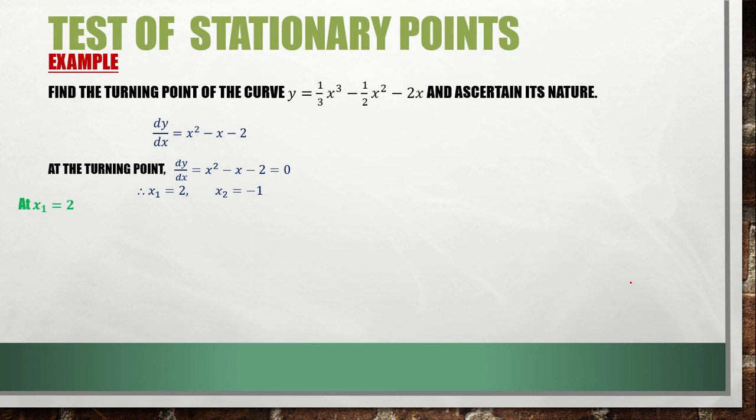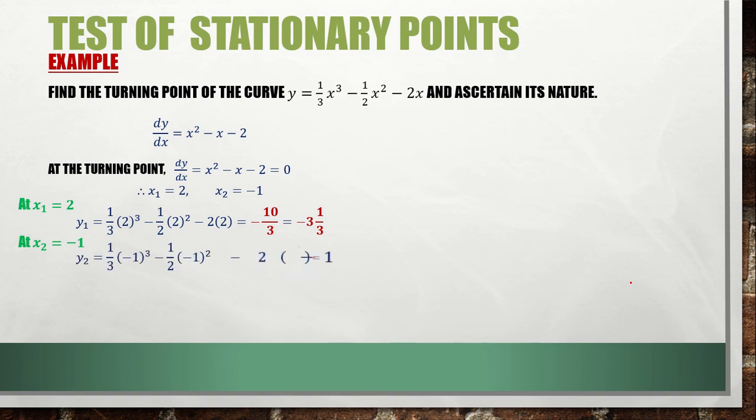So notice now we have two turning points in this case. We have x equals 2 and x equals -1. So we are going to do for both of them. At x equals 2, you find that the y coordinate will be -3 and a third. What about at the second coordinate of x? You'll find that the second coordinate of y will be equal to 1 and 1/6.